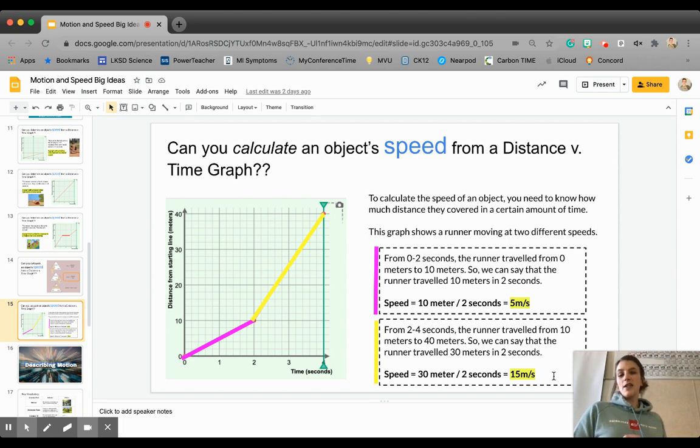So does that actually match our prediction? Yeah, the pink line is definitely slower, shallower slope. They're only going 5 meters per second. The yellow one has a much steeper slope. They're going 15 meters per second.